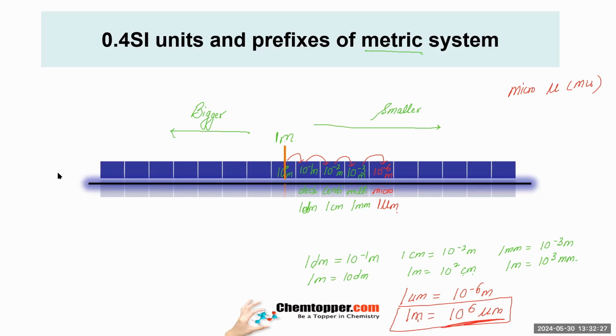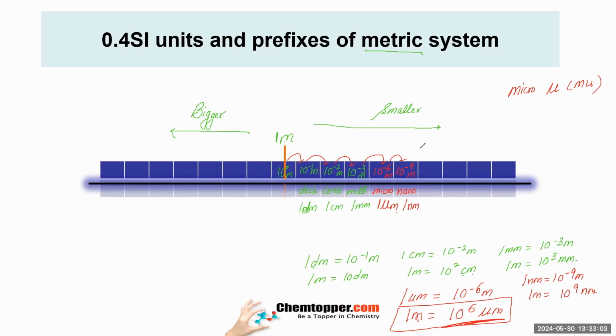Then, now again go by a factor of 1000. 10 raised to power minus 9 meter, which is called nano. Nano means 9. The symbol is small n meter. And 1 nanometer is 10 raised to power minus 9 meter, or 1 meter is 10 raised to power 9 nanometer.